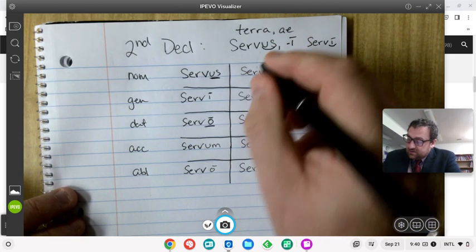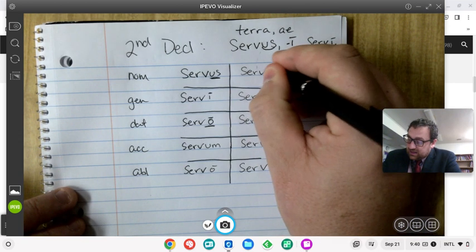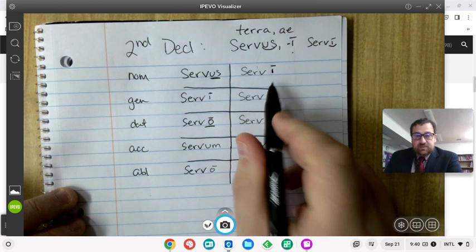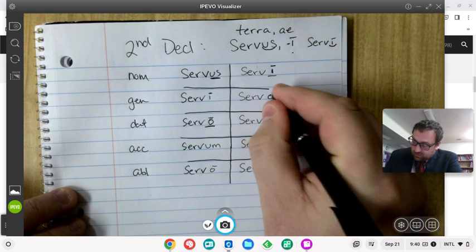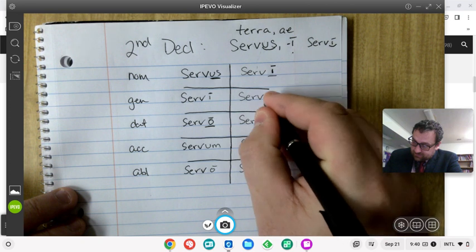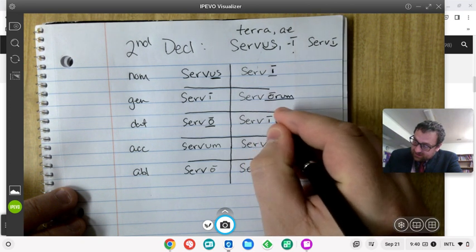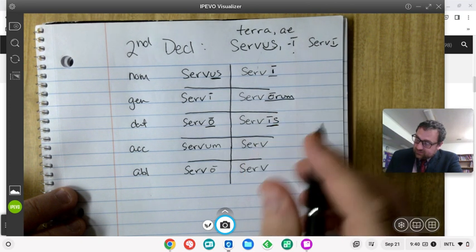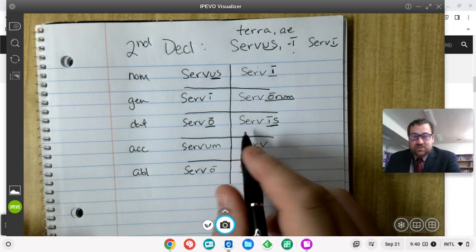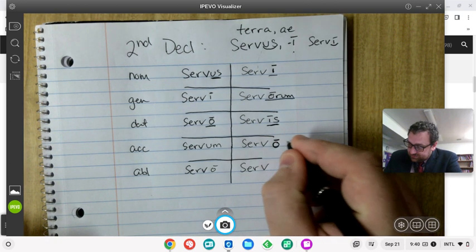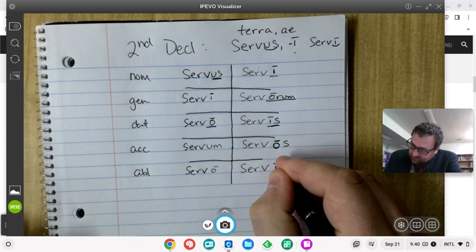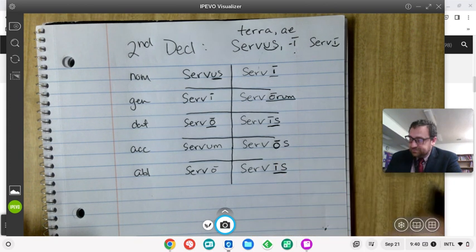Okay, and then multiple slaves, if we're talking about slaves being the subject: servi, servorum, servis. And this is just like the first declension in this spot, the dative plural. Servos, and then servis again.